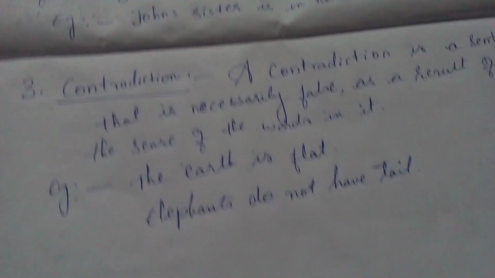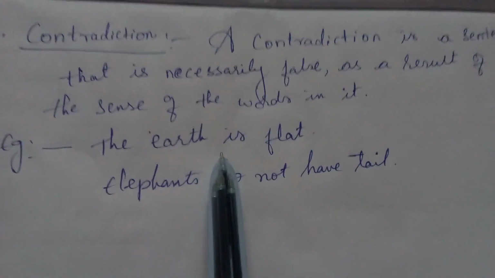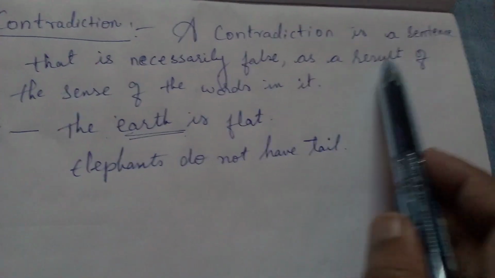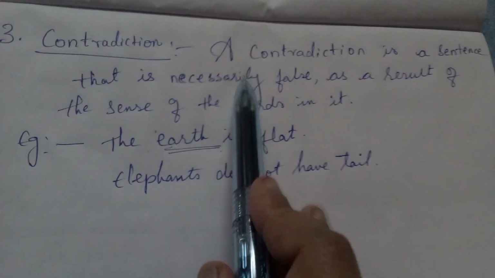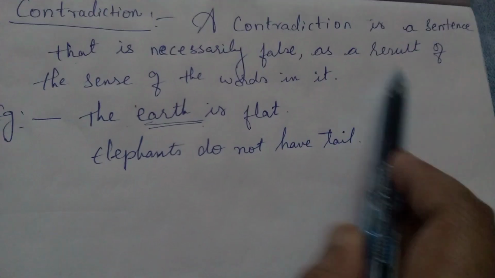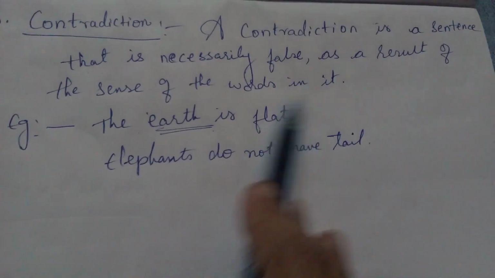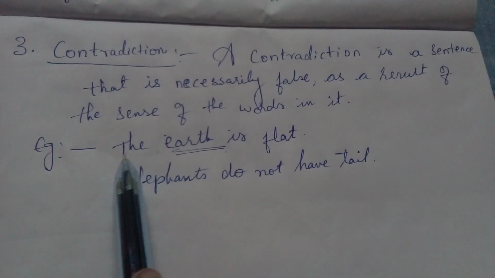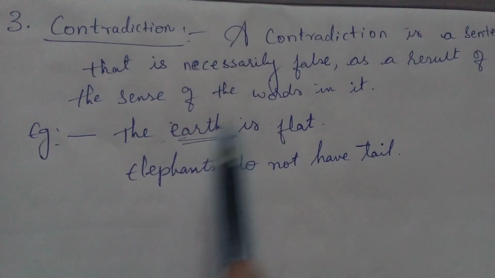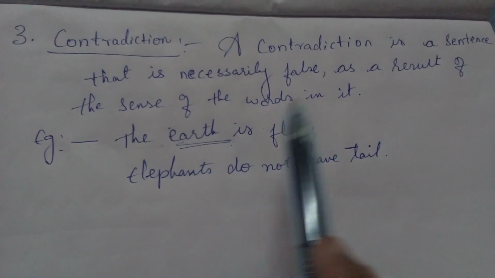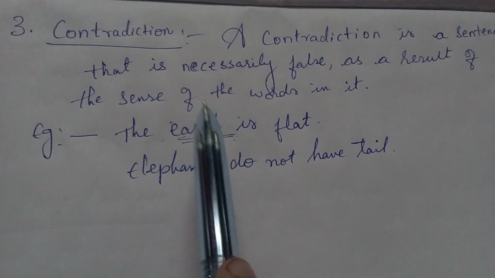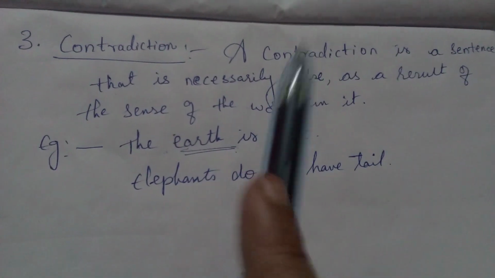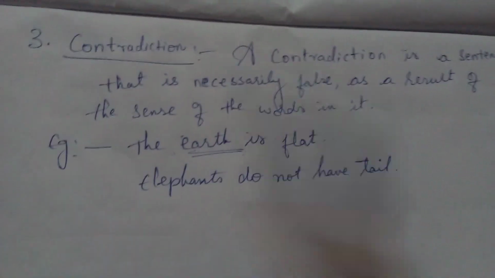Okay, here these sentences are definitely false. Contradiction is a sentence that is necessarily false as a result of the sense of the words in it. According to the sense of the words in the sentence, we can say that the sentence is false. We can declare that these sentences are false.